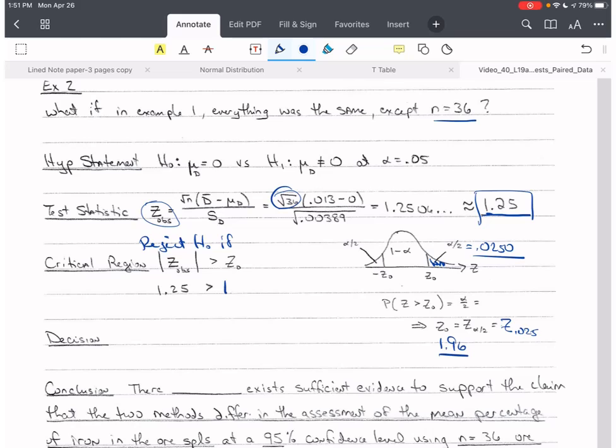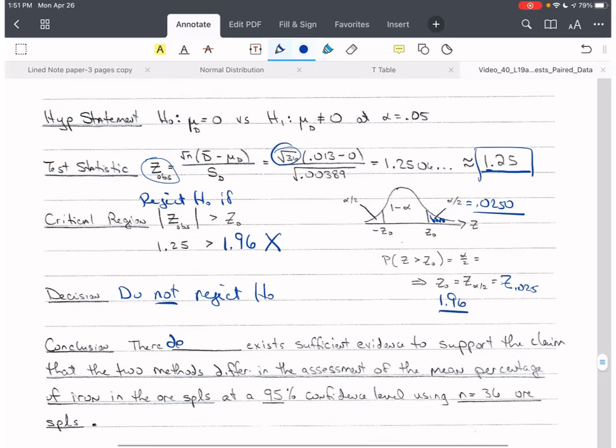So we want to know if 1.25 is greater than 1.96. It is not. This is not a true statement, therefore we do not reject H naught. So there does not exist sufficient evidence to support the claim that the two methods differ in the assessment of the mean percentage of iron in the ore samples at a 95% confidence level using n equals 36 ore samples.